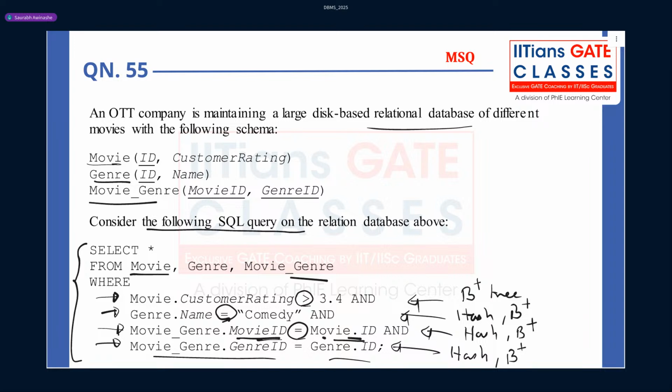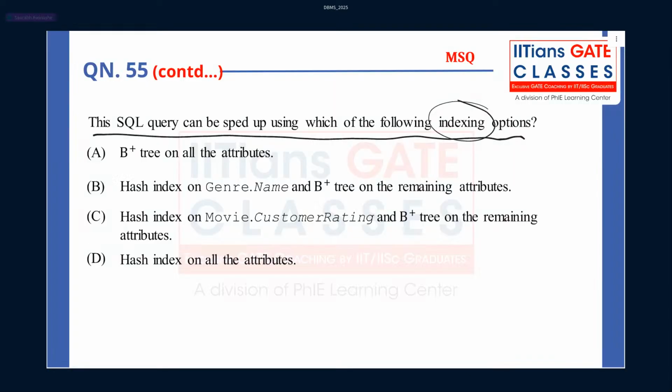So if you put, let's say, movie genre ID, you're looking for this in the genre table. So you take this genre ID, you put it in the hash function, and you'll get the location of that genre ID, right? And for the B plus tree, you can do a traversal. You can do a search. Okay. So now based on this, let's look at the options.